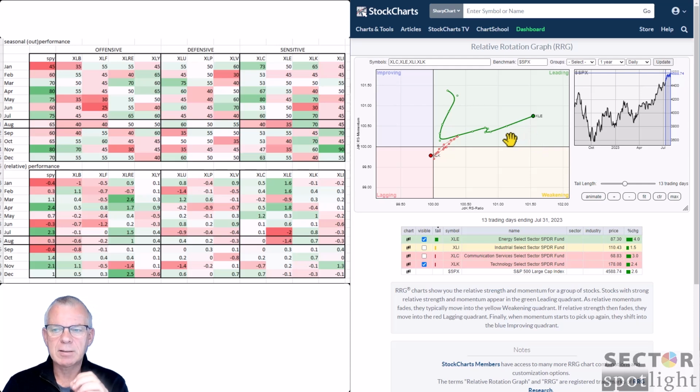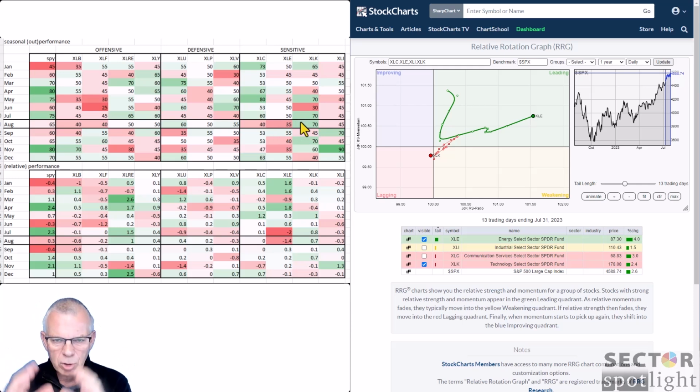If we see energy rolling over inside the leading quadrant and start heading towards weakening and then lagging, and we see technology making a reverse rotation, so go through lagging, pick up, and start moving into that northeastern direction, that could be a trigger, because then these tails are starting to align with the suggested seasonal patterns.